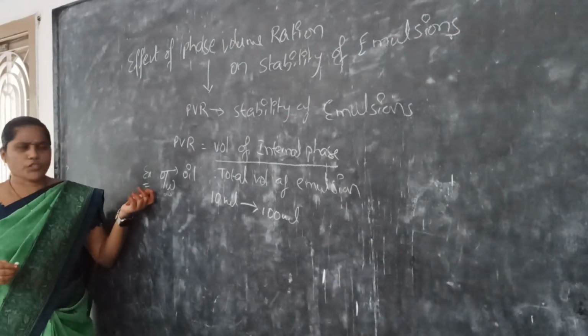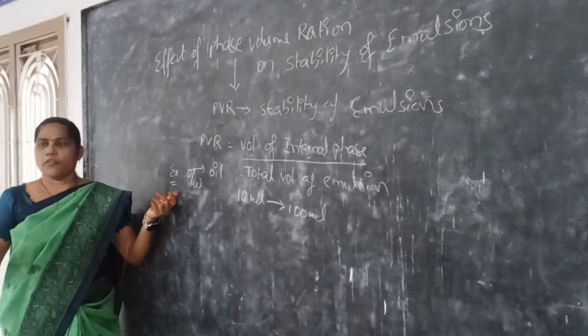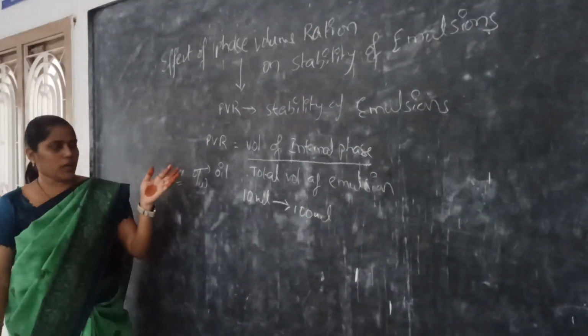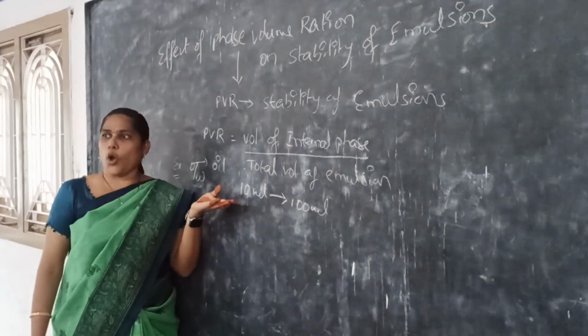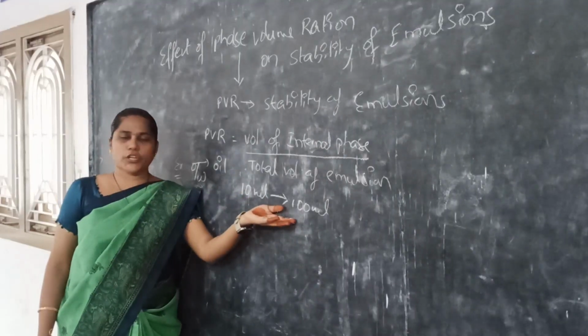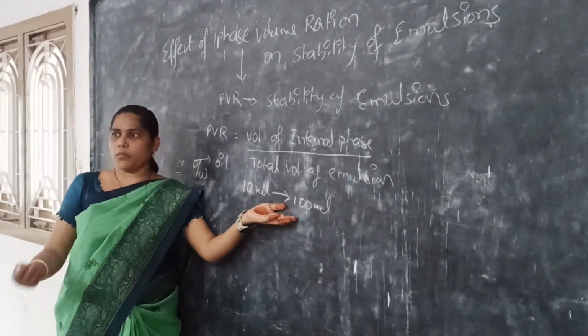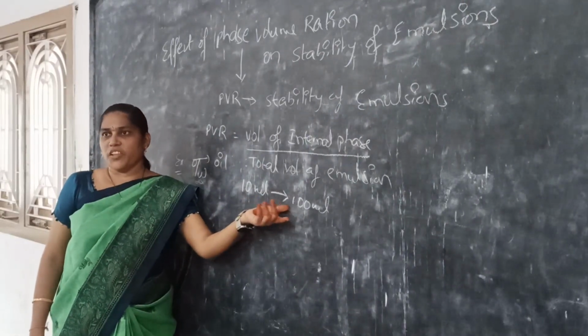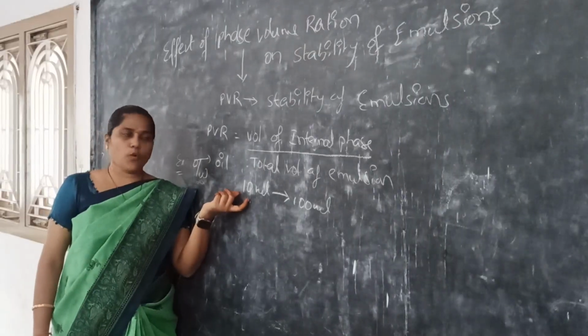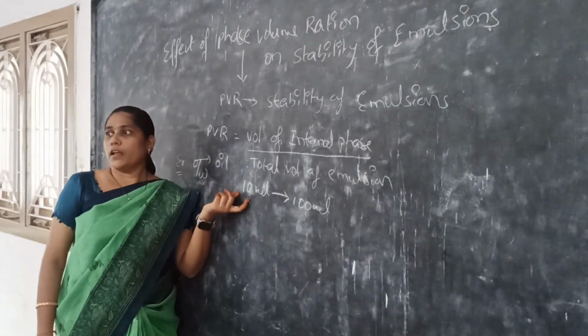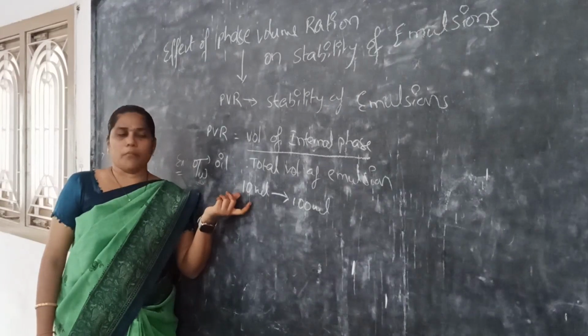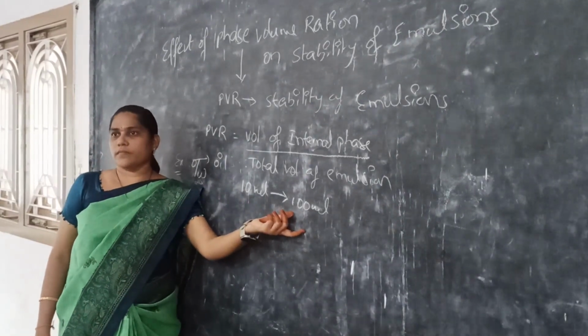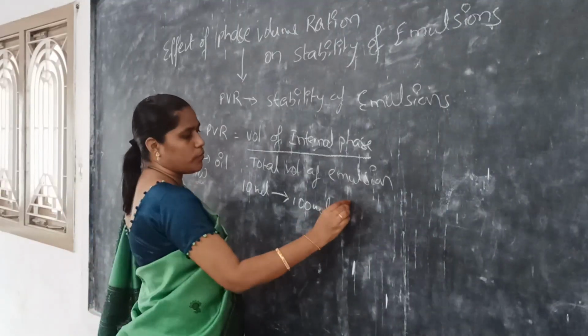You can take castor oil, liquid paraffin oil, different oils. If you take 10 ml of oil and make the emulsion using an emulsifying agent, either tragacanth or acacia, and make the volume up to 100 ml, here the internal phase volume is how much? 10 ml. Total volume of emulsion is? Then what is the phase volume ratio?